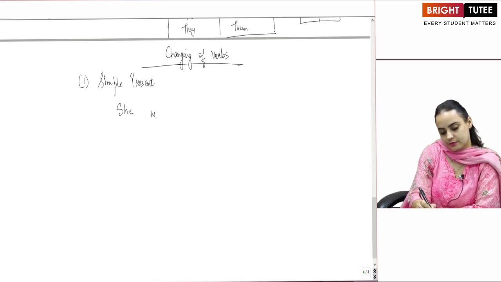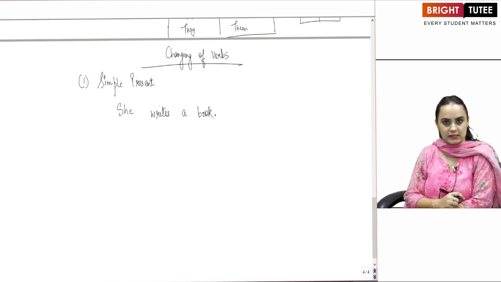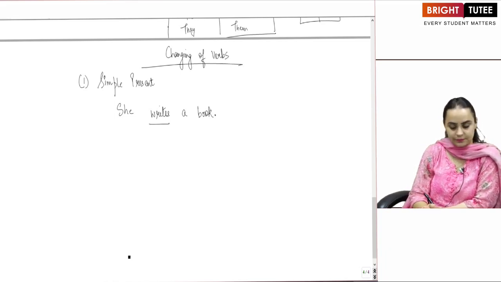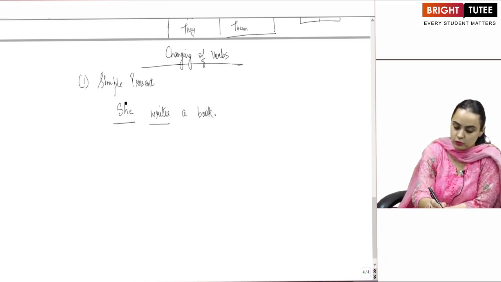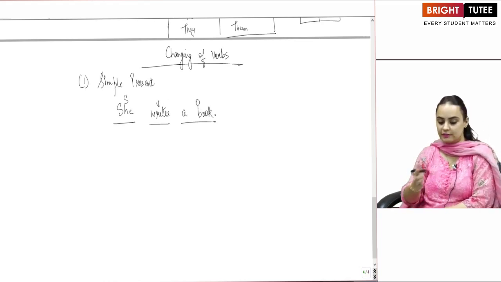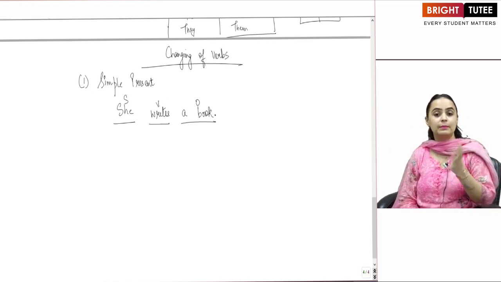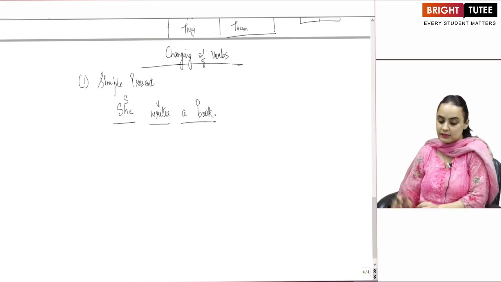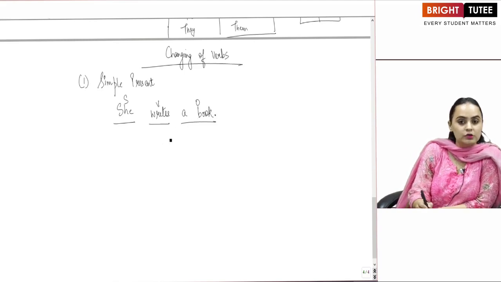She writes a book. This sentence is in simple present tense. My verb is writes. Now, when we have to change this to passive, what is the first thing that we have to do? Let us always make it a habit of dividing it into the parts as I have told you: subject, verb and object. So, always keep a pencil in your hand, divide it into 3 parts. Now, what is the first thing? Object becomes the subject. So, what is my object? A book. It becomes my subject now.